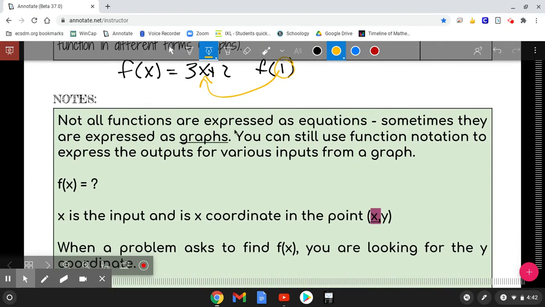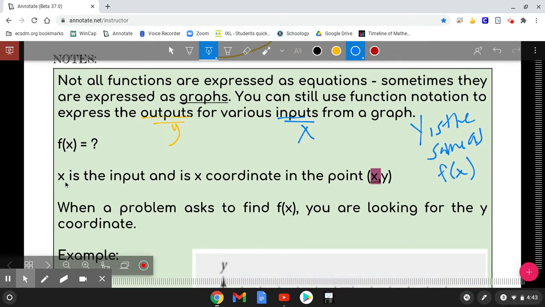Not all functions are expressed as equations. Sometimes they are expressed as graphs. You can still use function notation to express the outputs for various inputs from a graph. So remember, outputs are what? The x or the y? It's the y. Inputs are your x values. Do you remember y is the same as f of x?